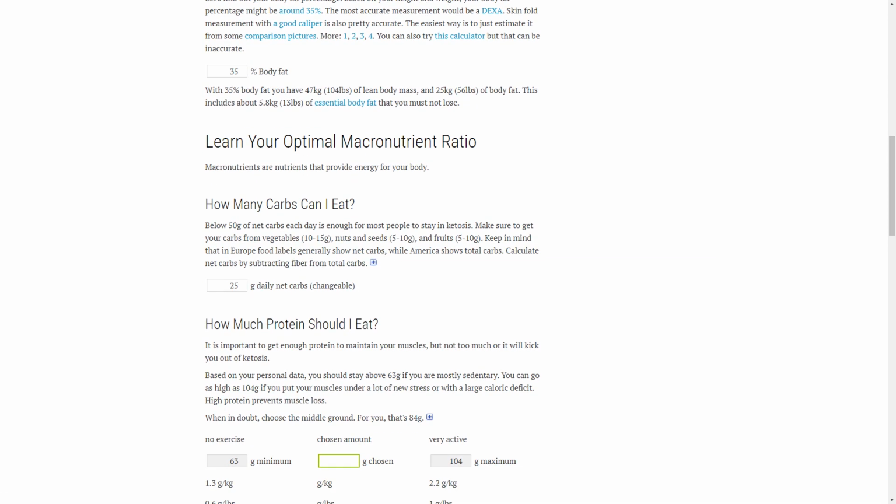So how many carbs can I eat? Now, when it says below 50 is enough for most people to stay in ketosis, I actually recommend fewer than 20. And the interesting thing about macronutrients, so you have carbohydrates, protein, and fat: carbohydrates are an upper limit. You should not go above this. It's not a target that you want to get to. So you don't want to go above, in this case, 20 grams of net carbs.